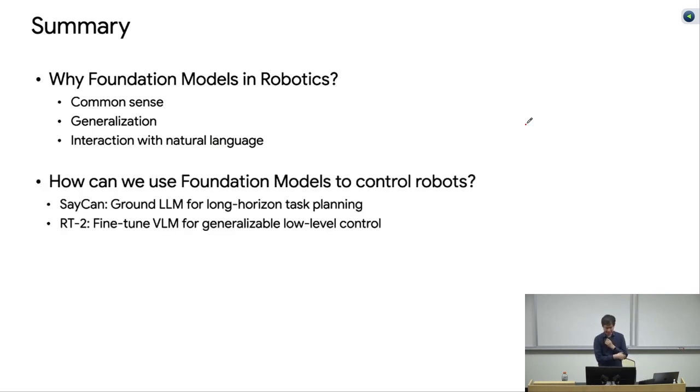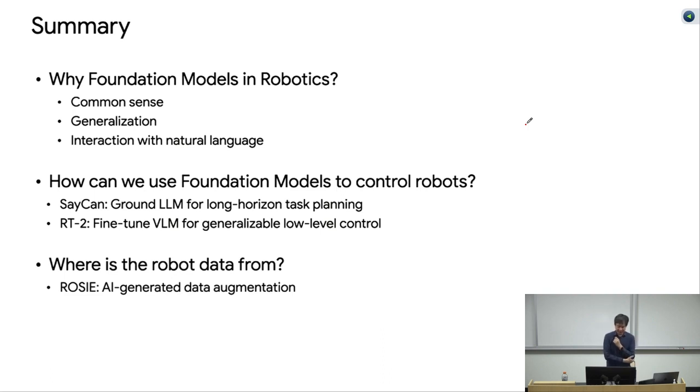I also talked about how we can use foundation models to control robots. SayCan is like the high-level reasoning cognitive cerebrum that grounds large language models for long-horizon task planning problems. Once you have a plan, you can use RT2 to do low-level control, and RT2 fine-tunes the vision language model to give us a vision language action model that can generalize to different manipulation tasks.